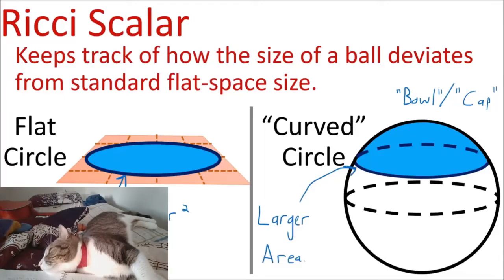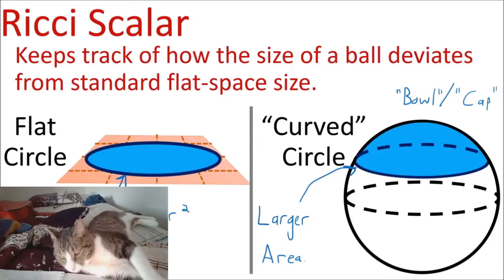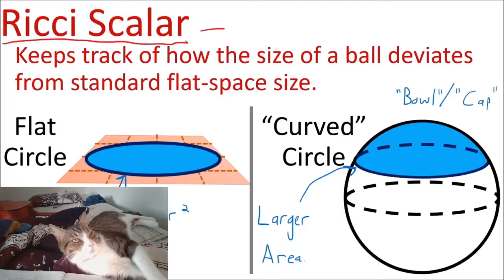So even though these circles have the exact same perimeter in both cases, the circle in curved space can fit more area inside it because of the nature of curved space. And the Ricci scalar helps us quantify how much more space we can fit inside this circle compared to the flat space circle.